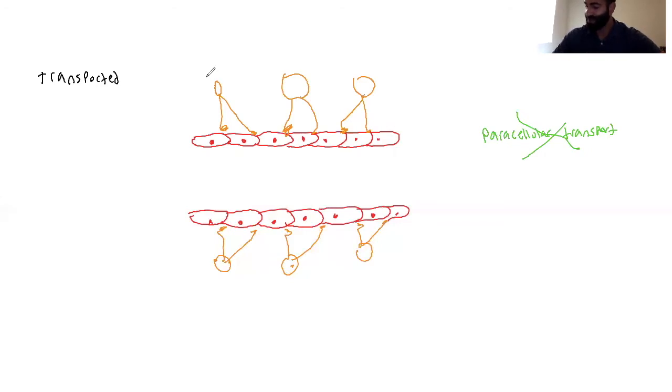All right, so ions. Ions are actually going to be transported. I'm going to draw them in yellow. Ions are going to be transported through carriers. So carriers are going to transport ions from the blood into the intracellular environment, and also vice versa. So ions can travel through carrier-mediated transport.